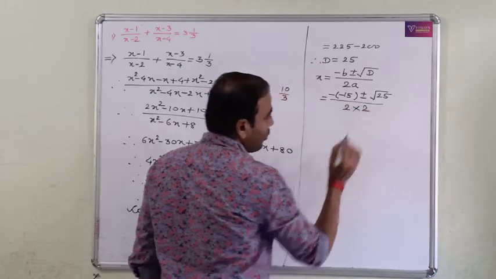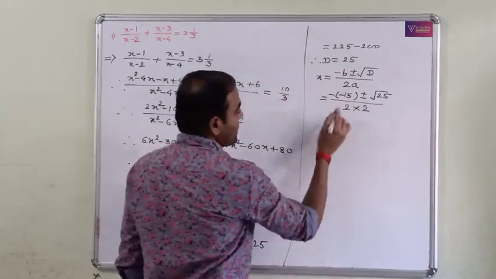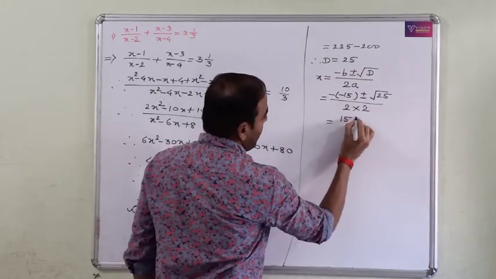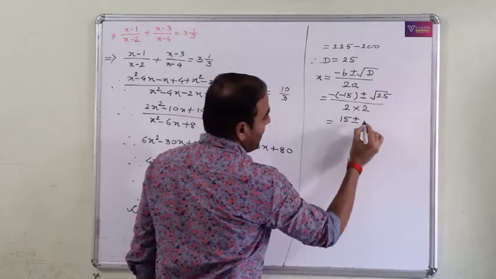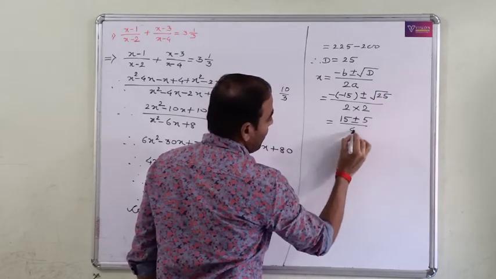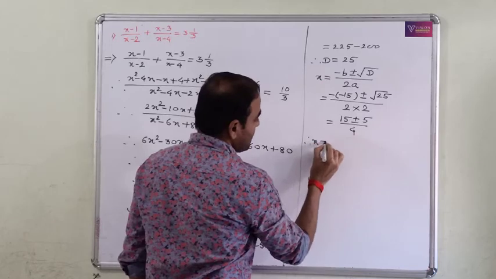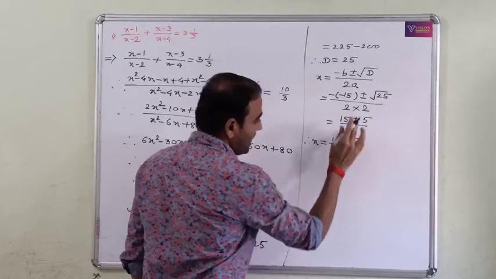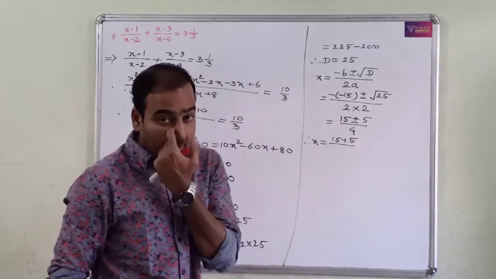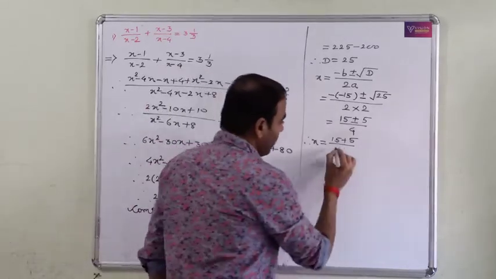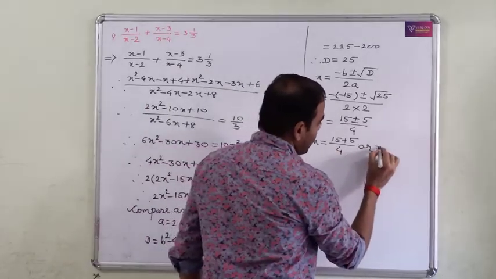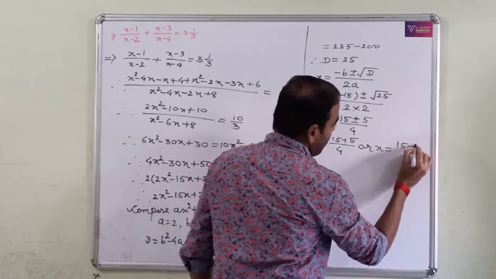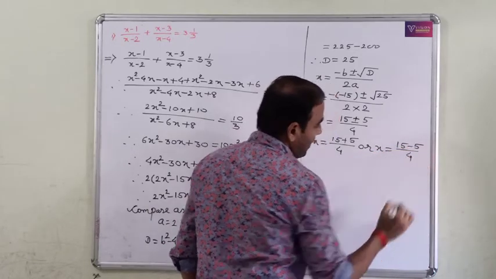The value of a is 2. So minus b plus or minus root of 25 is 5, upon 4. So you get x equals 15. First time we take the positive 5, then we take the negative 5 upon 4, or x equals 15 minus 5 upon 4.